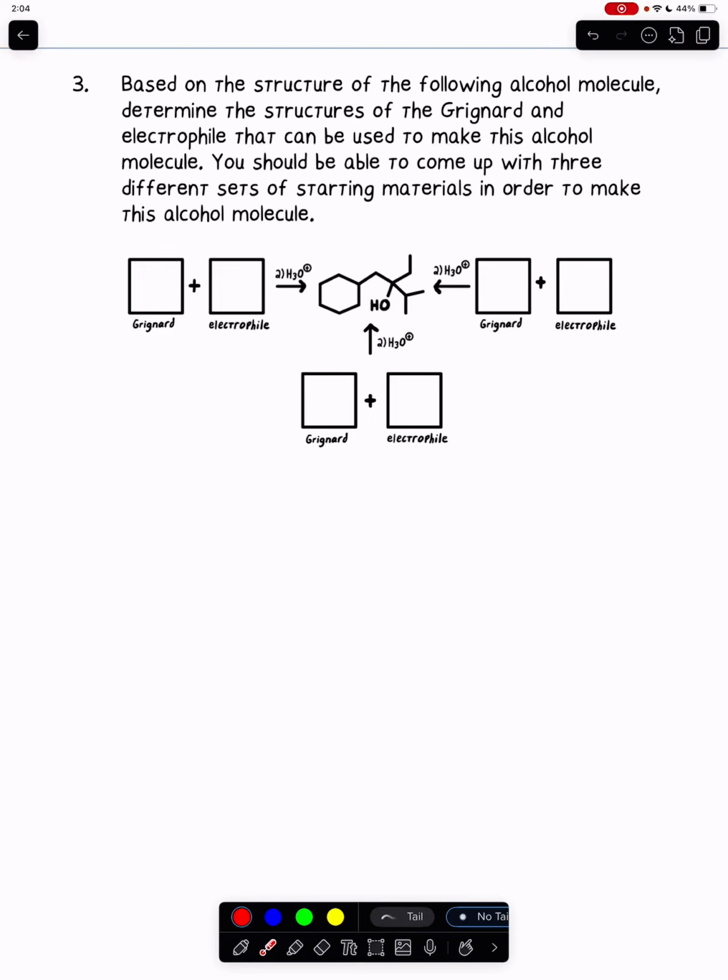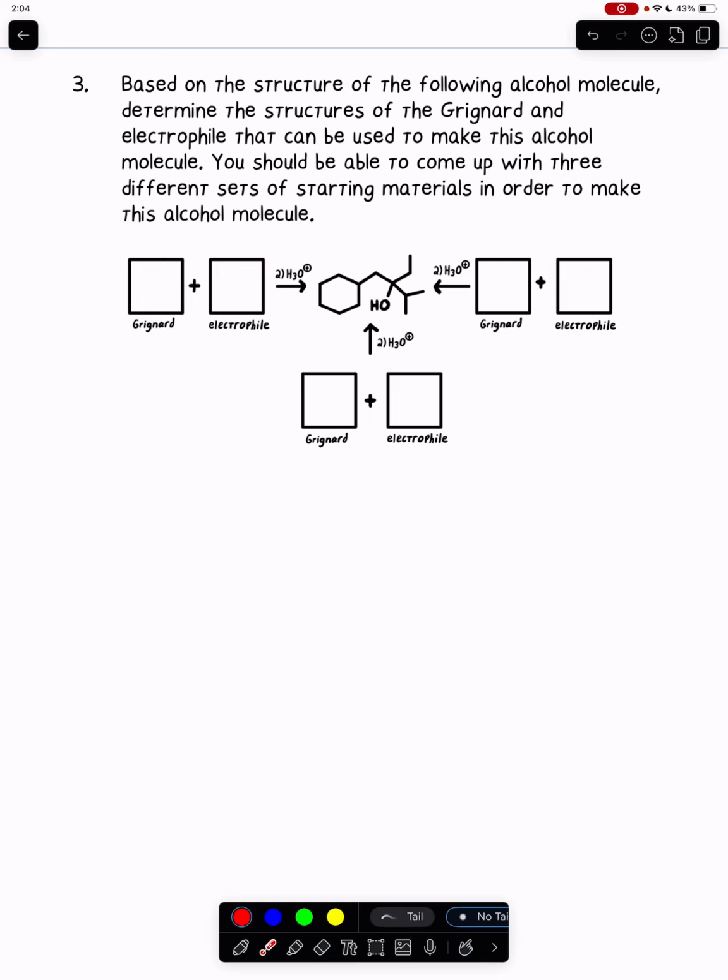In this question, you're given this tertiary alcohol structure. Your goal is to figure out how you can make this tertiary alcohol by using a Grignard and some sort of electrophile. So your goal is to figure out what Grignard you can use and what electrophile you can use to react with that Grignard in order to form this specific alcohol.